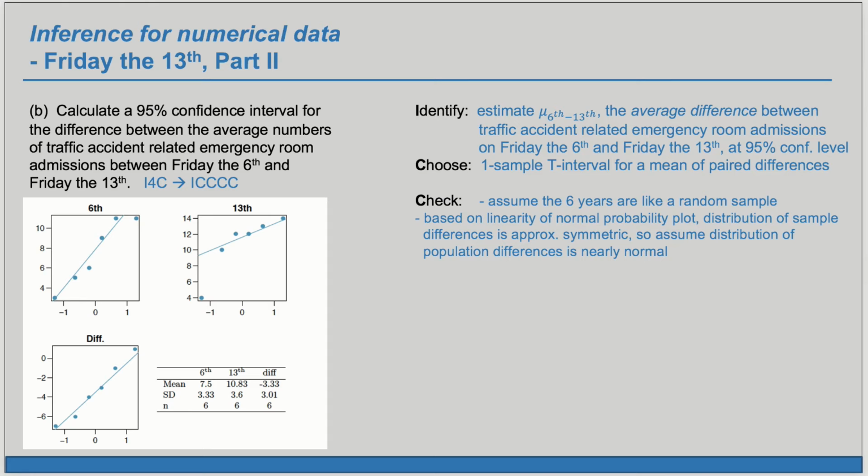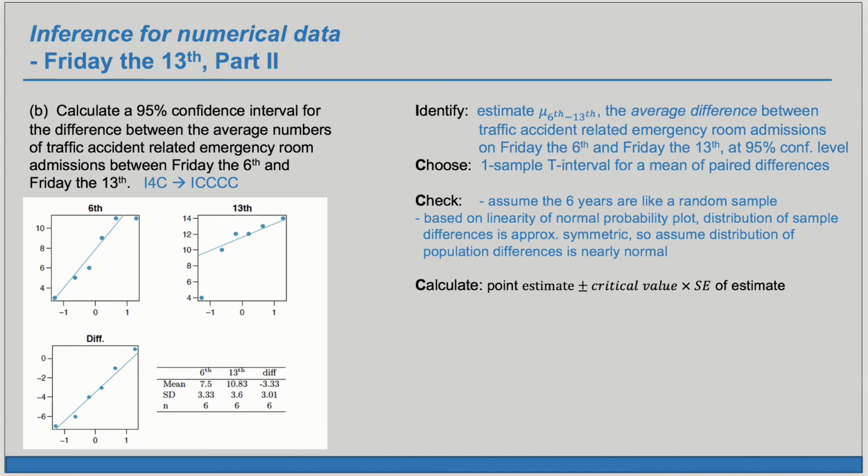So we have to make a couple assumptions in order for this test to make sense. We're assuming that the 6 years are like a random sample. And based on our sample data, we're assuming that the distribution of population differences is nearly normal. And we're basing that assumption on the fact that our normal probability plot is pretty linear.